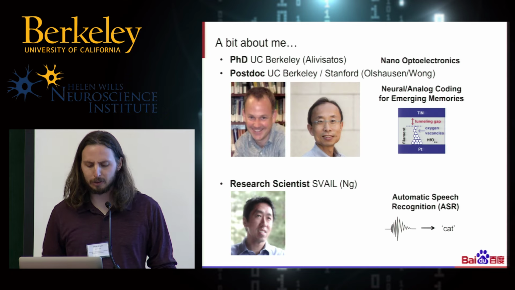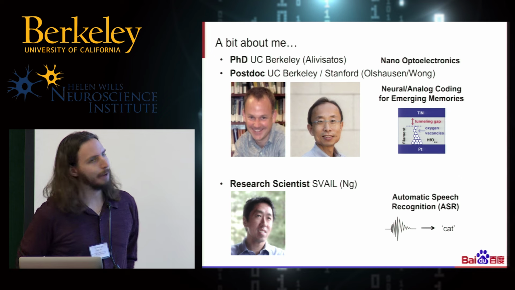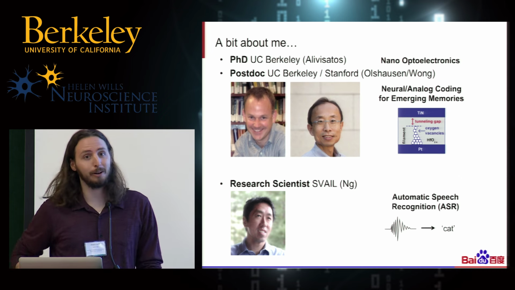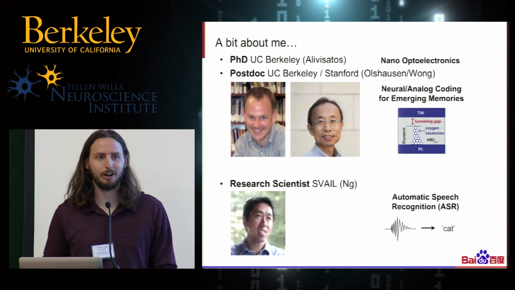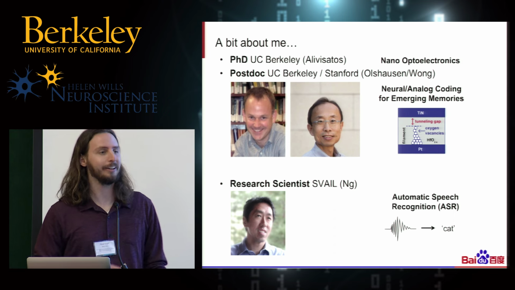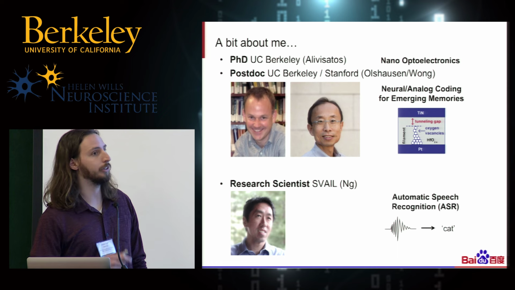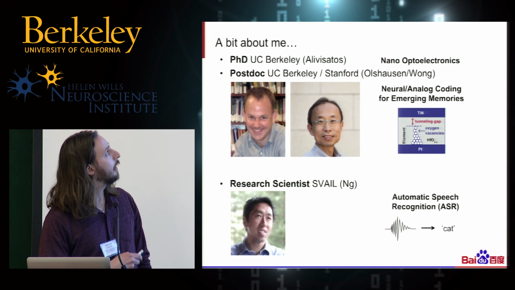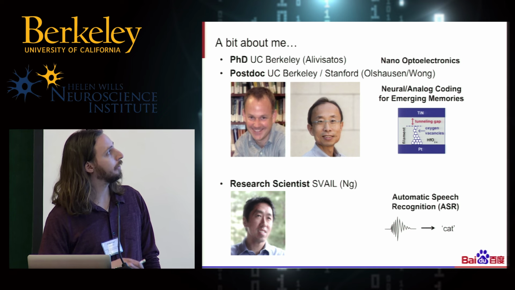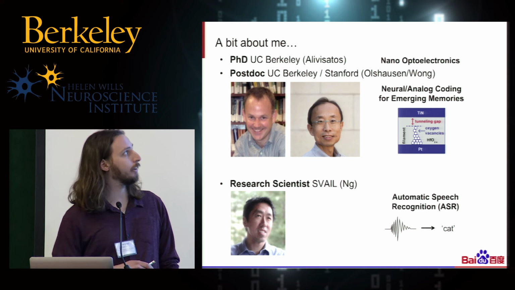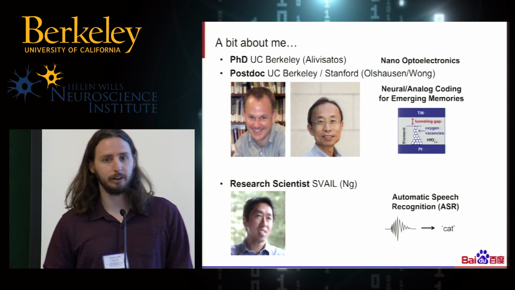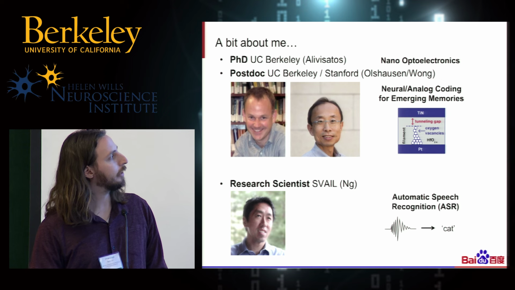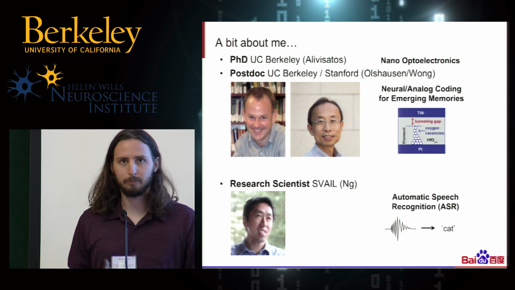So I want to give you a little background on myself. I'm happy to be back at Berkeley. I was here for my PhD in nano optoelectronics. It was actually really nice hearing Max talk about memristors because I got to do some work on that, and it's great to see the evolution of that. I made a bit of a transition in my postdoc, getting to work with Bruno and Philip Wong here working on the neuromorphic side of things, so looking at analog coding for memristors and emerging memory devices. And now I've been working with Andrew Ng in automatic speech recognition with GPUs.